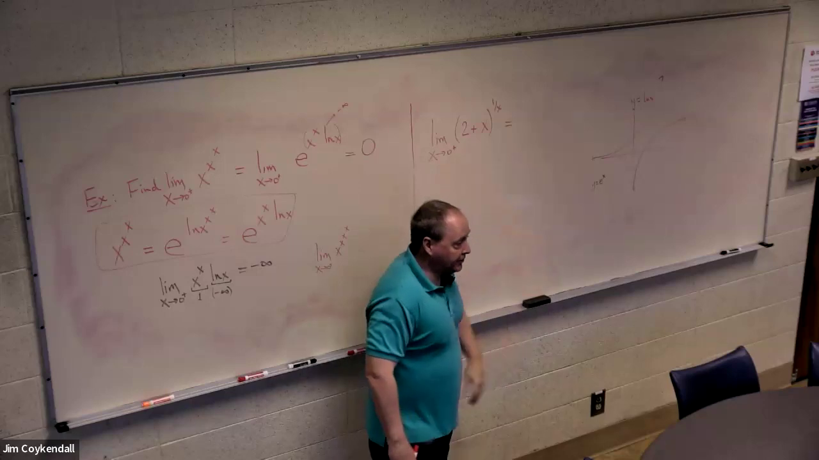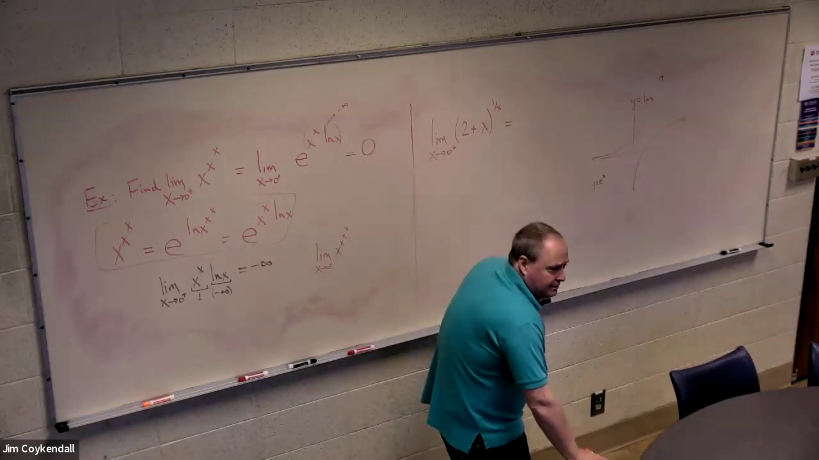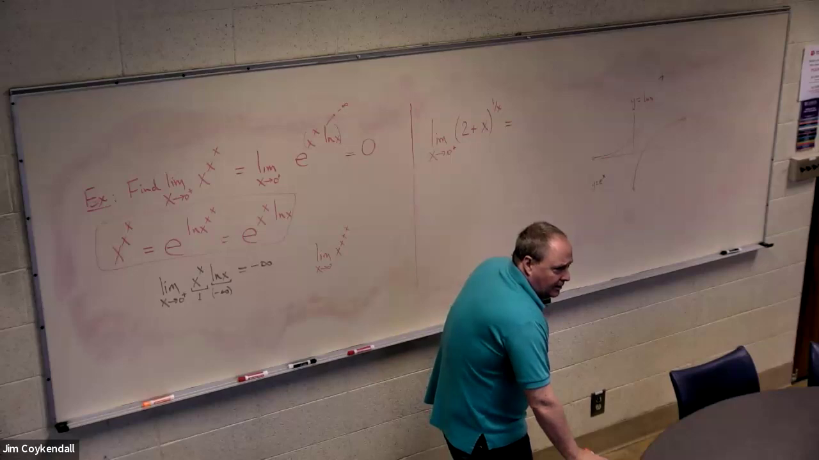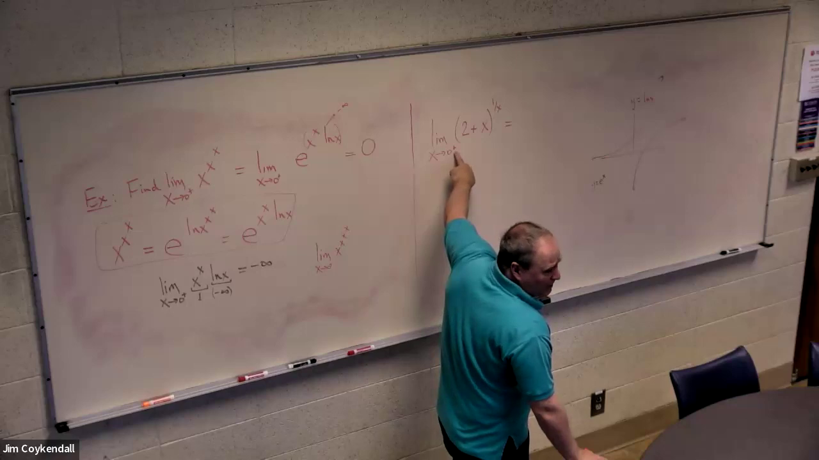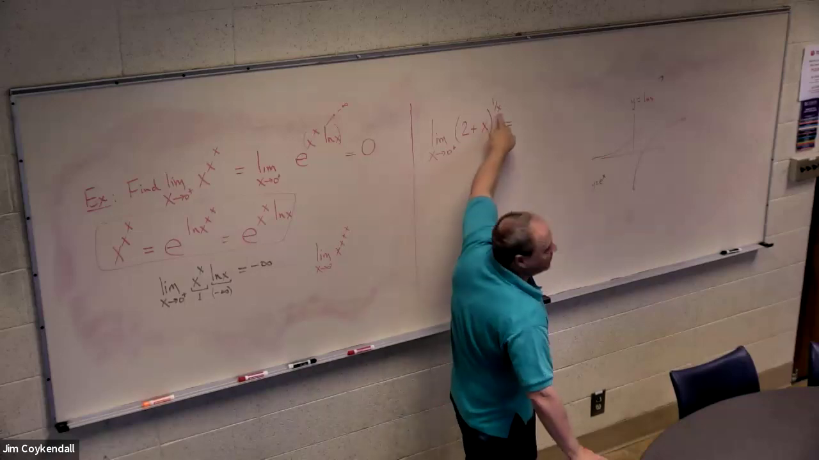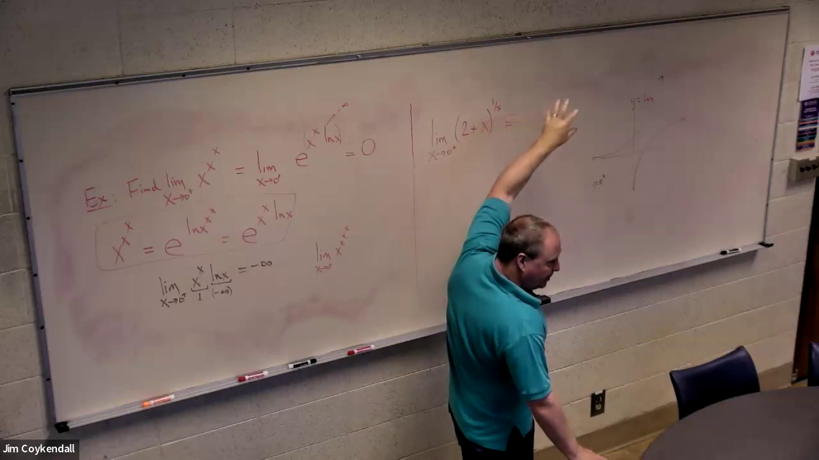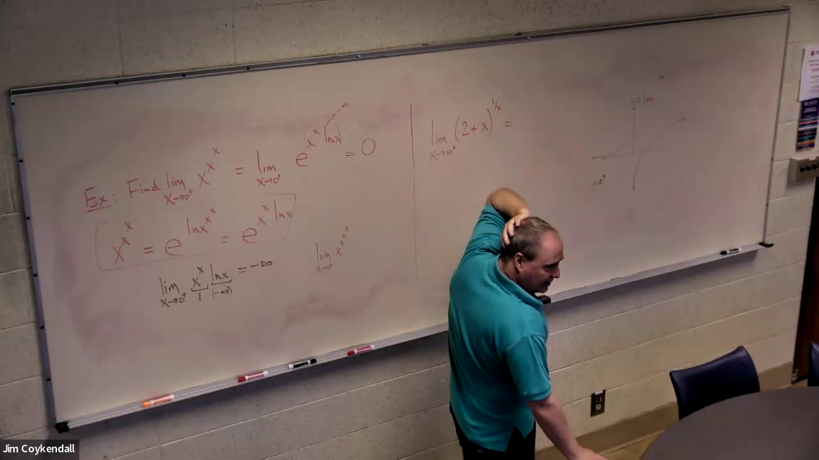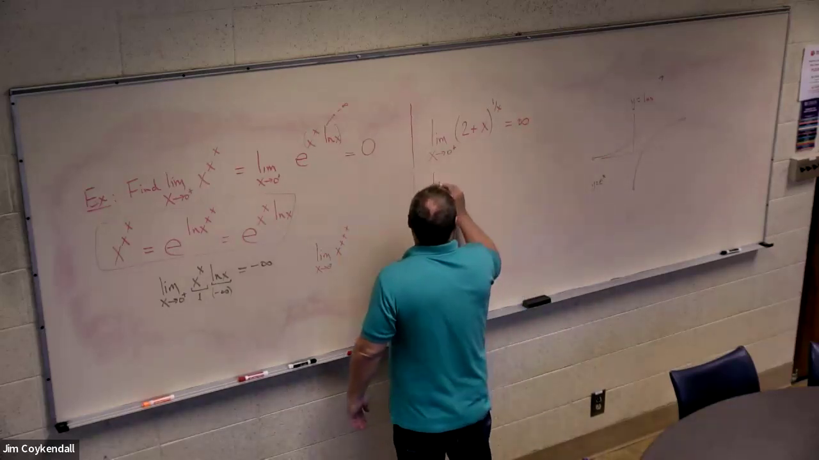X goes to zero from the positive side. That's the point. Say 10, 100, 1,000, 1/1,000,000, etc. This exponent is a huge positive. What happens when you take two to a bigger and bigger positive power? How about this?